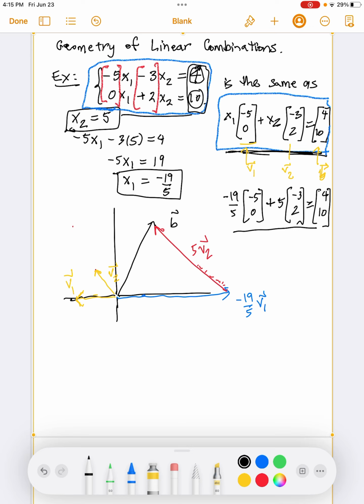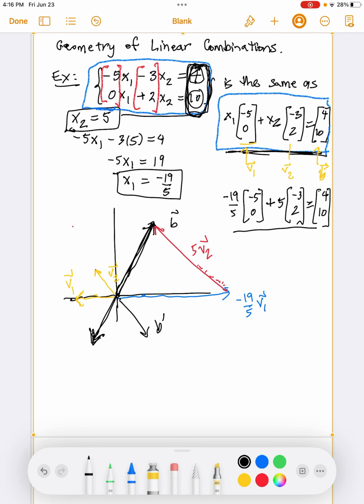Well, the answer is no. No matter what b, no matter what this vector is, you're always going to be able to write this vector as a linear combination of v1 and v2. Let's say you take a different vector, b prime. Well, this one you could probably just take a multiple of v2 and get b prime. Or if you take something like this, you can take a certain number of v1s and a certain number of v2s and then get this arrow.